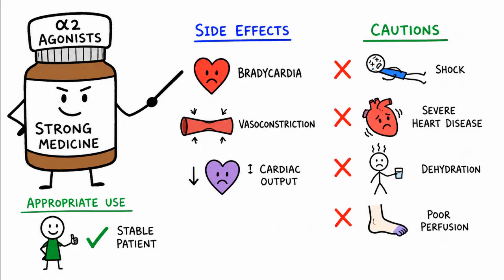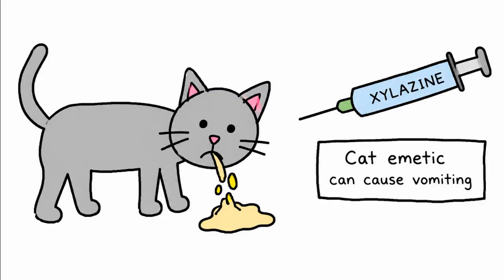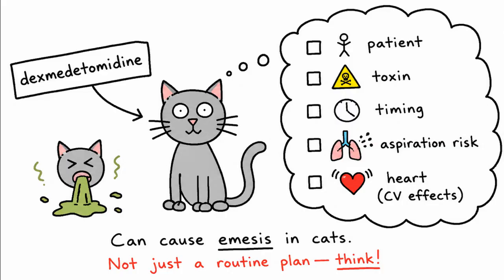These drugs are powerful, but they commonly cause bradycardia, vasoconstriction, and decreased cardiac output, so they are best for stable patients and are used cautiously or avoided in shock, severe heart disease, major dehydration, or poor perfusion. In cats, xylazine is also important to remember because it can induce vomiting, which is why it has historically been used as an emetic in cats. Dexmedetomidine can also induce emesis in cats, but alpha-2 emesis in cats is not the same as a routine anesthesia plan.